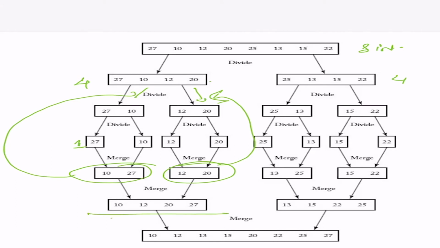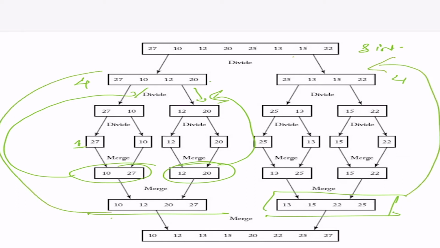So this is now a sorted list. Similarly here you get the sorted list. And again in this call where you divided, you go back and merge this. So this is your final. So this is the merge sort paradigm.